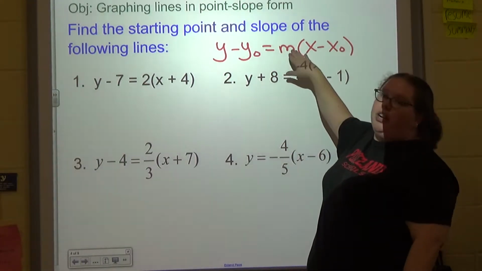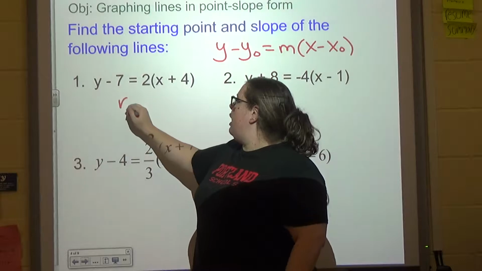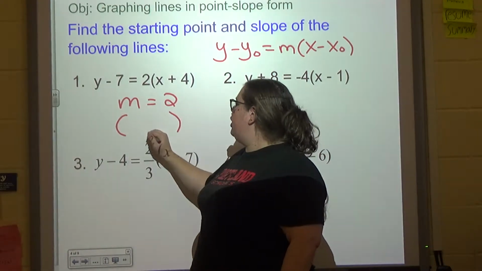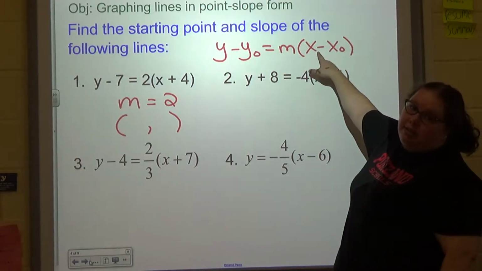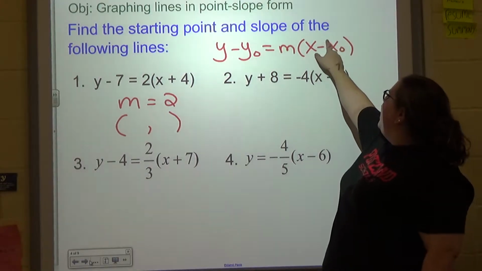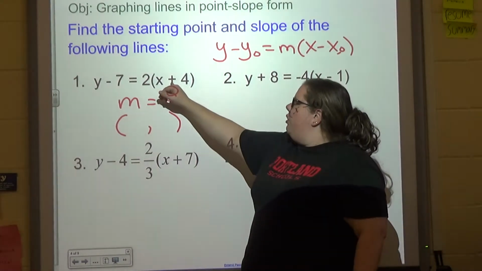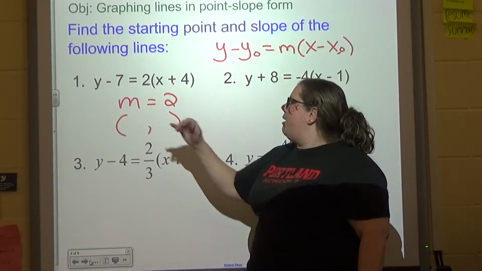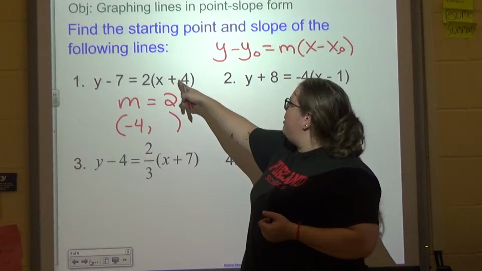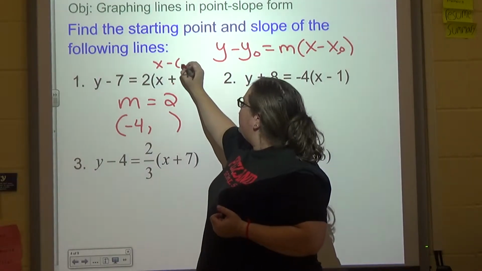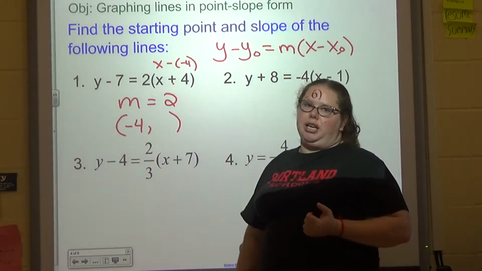Well, slope is whatever's in front of x outside the parentheses. So what's outside my parentheses? 2. So m is 2. And then what do you think the x, y is? Now notice here, this is a minus. Because that's a minus, my x0 is in front of the minus. So what do you think my x0 has to be? It's actually negative 4. Okay? Imagine this is really x minus negative 4. So the minus is part of the equation, it's actually negative 4.